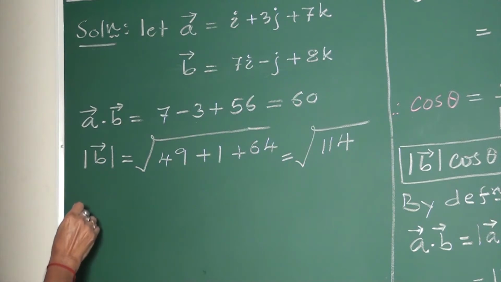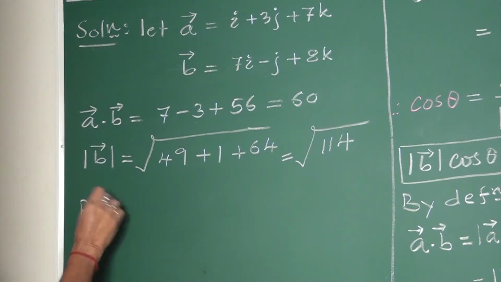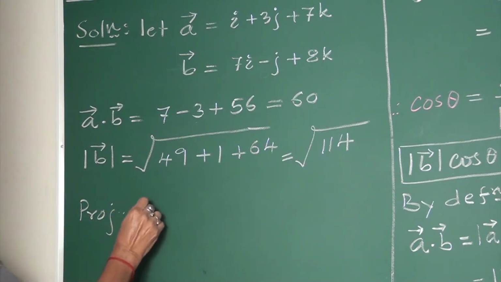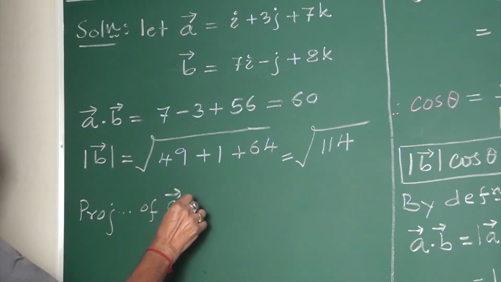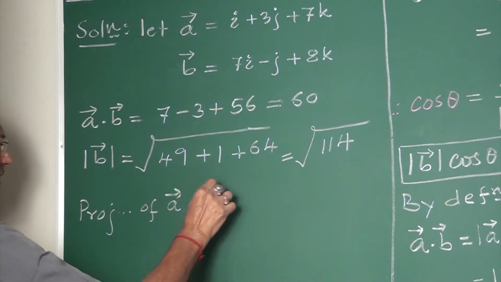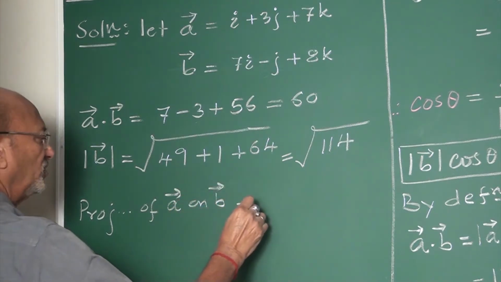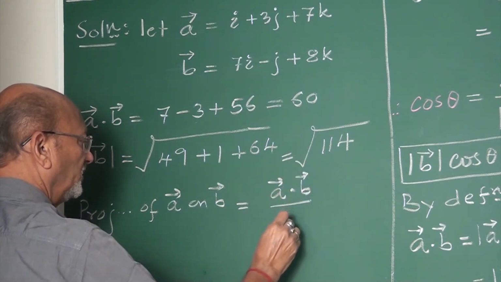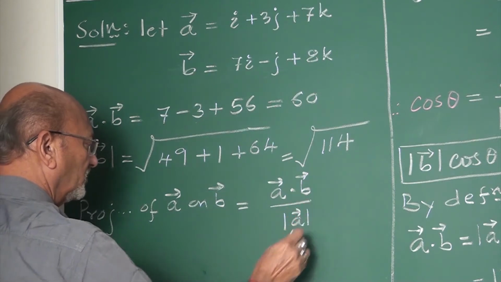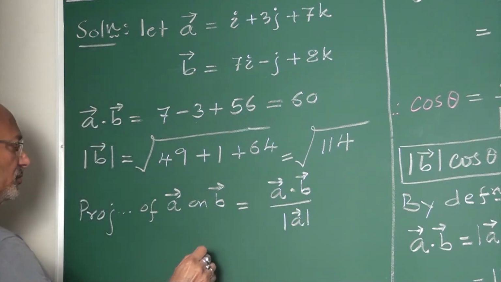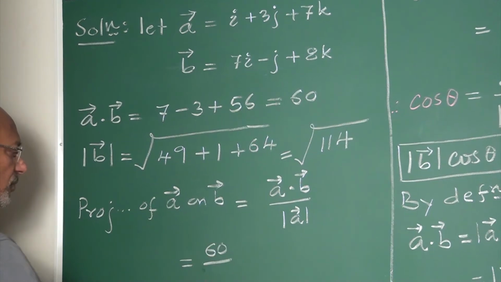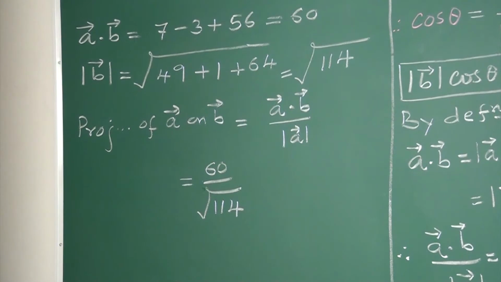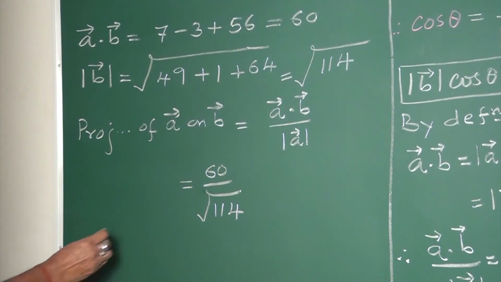First we wanted the projection of the first vector. Write only this much, my friend. Projection of A on B, which is A dot B upon magnitude, is 60 upon root 114. Tell me what is next?